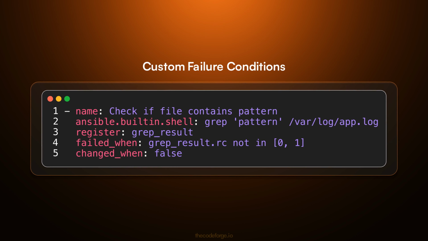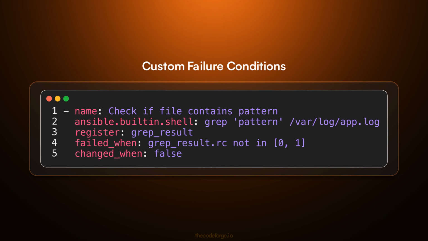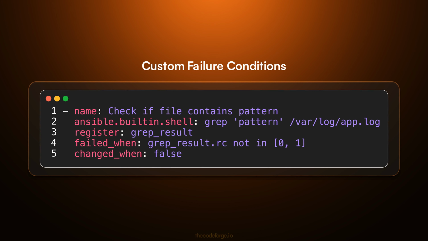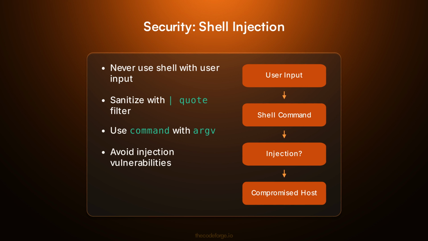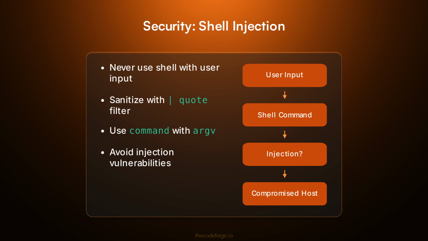Here we use failed_when to allow exit code 0 and 1. grep returns 0 if found, 1 if not found, and both are acceptable. We also set changed_when: false because this task doesn't change the system. Using shell with user input is a recipe for shell injection.